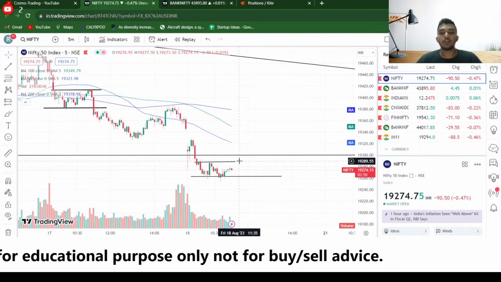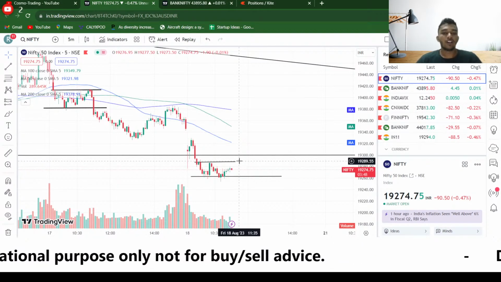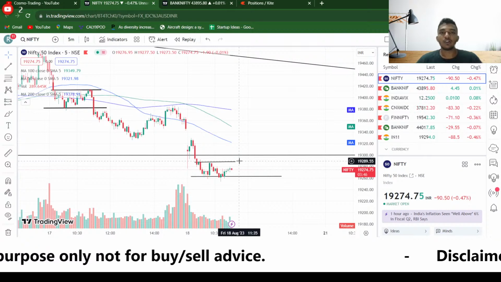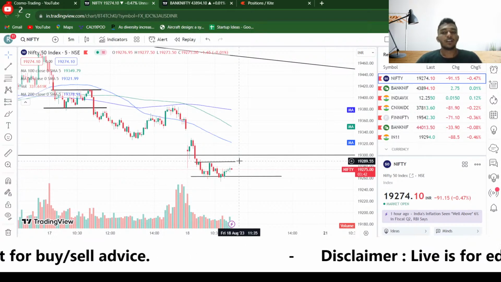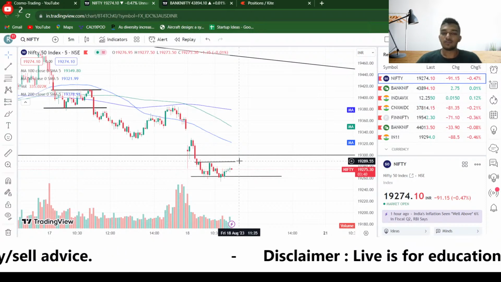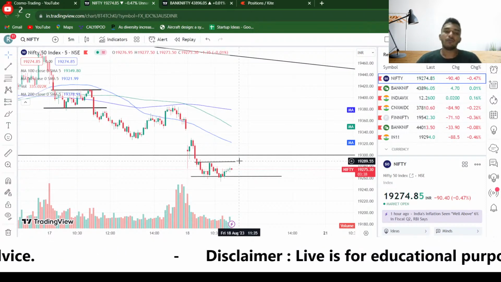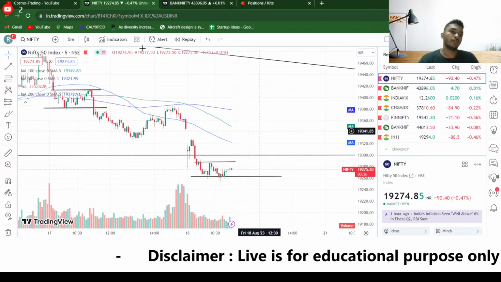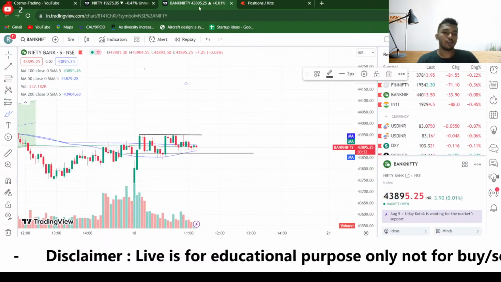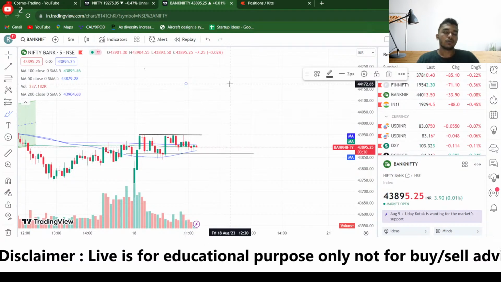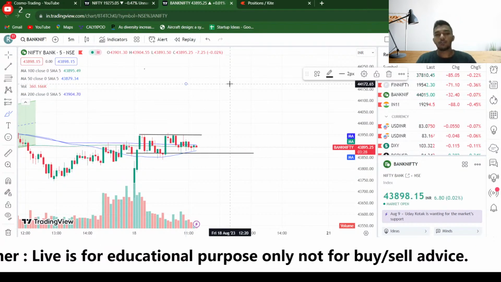That could happen, but if Nifty doesn't show buying strength or Nifty shows a decrease in volume, then we are going to break on the downside and we could see a 150 points fall on Nifty. And that would be a sharper fall, not a slow fall. That would be a sharper fall.